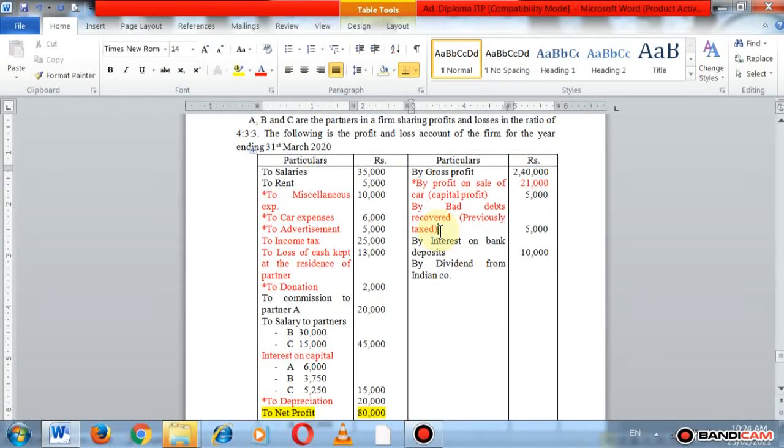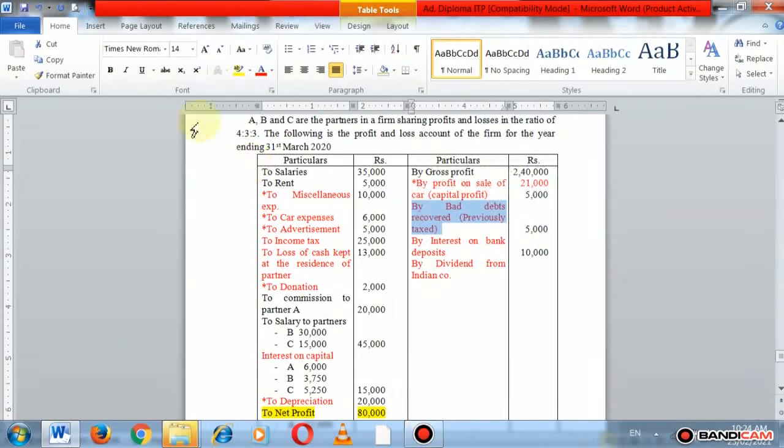Okay, so that the bad debts will be added in the net profit of the firm, and in the current year, or AY, the bad debts is recovered, and that bad debts recovered is not an income of the business, it is an income from other source. Okay, interest on bank deposit is a source of other income. Dividend from an Indian company is an income from other source. So all these are the income from other source.